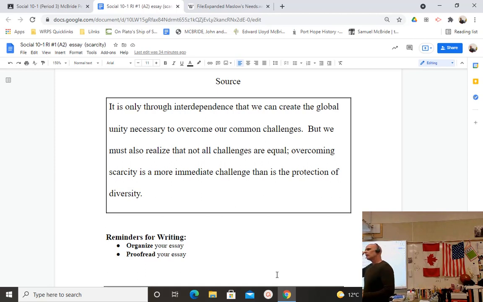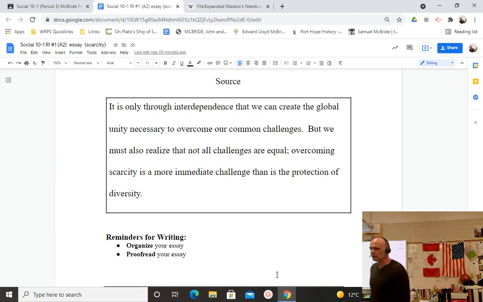But let's even extend that for a little bit and say, you know what? Let's assume that interdependence can create unity. There's another point of division here. They didn't tell us how to achieve global interdependence. So you said interdependence will create unity, and let's assume that you're right. How do we achieve interdependence? What does that look like?